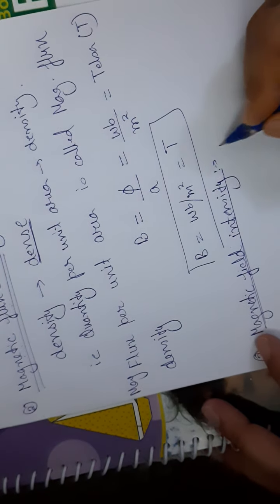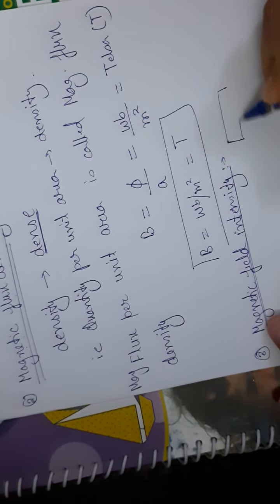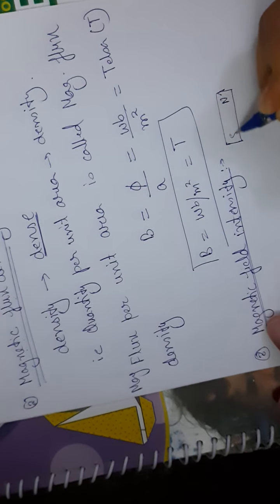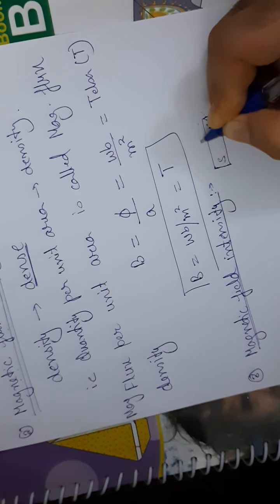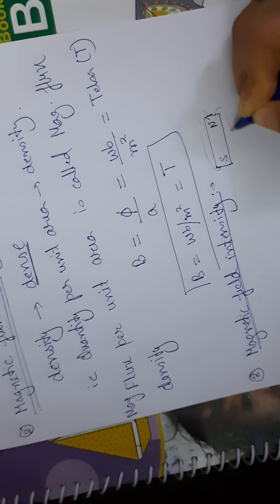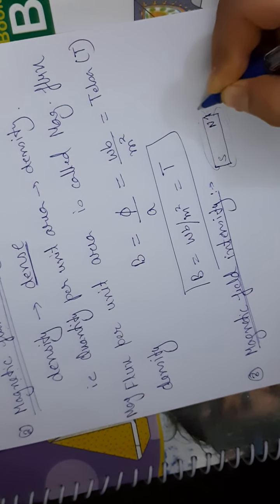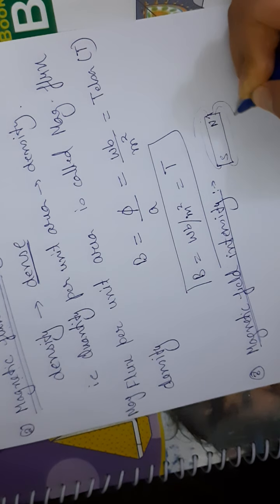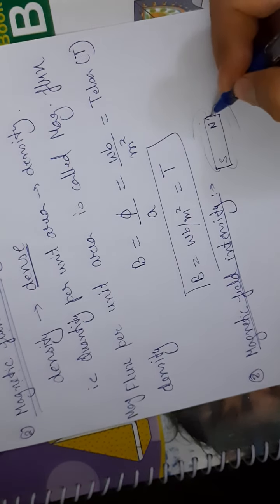Suppose, how can I explain to you? Suppose I have a magnet here. This is the north pole and this is the south pole. These magnetic lines of force will originate from the north pole like this. Got it?